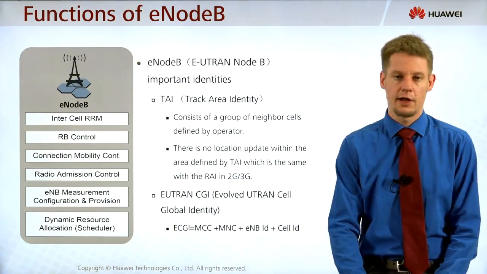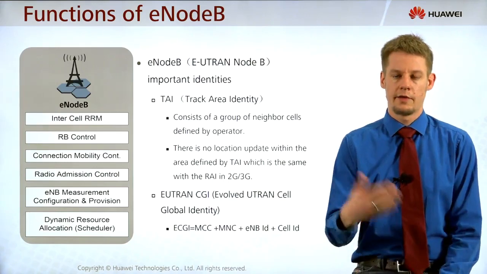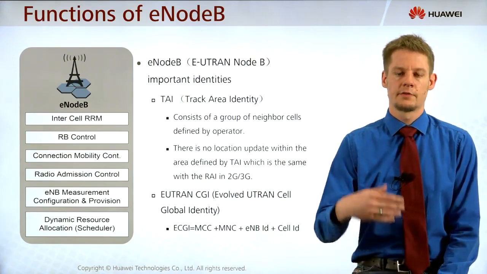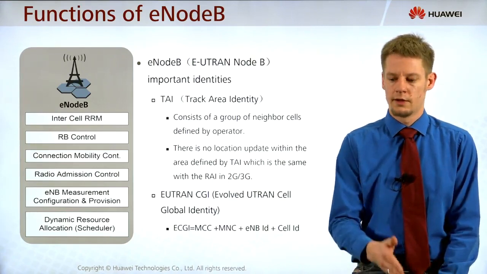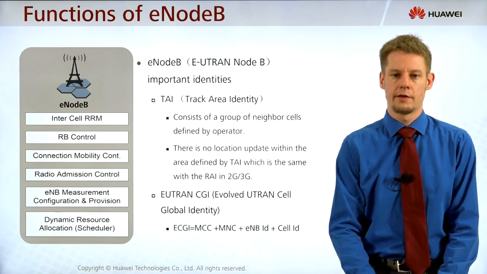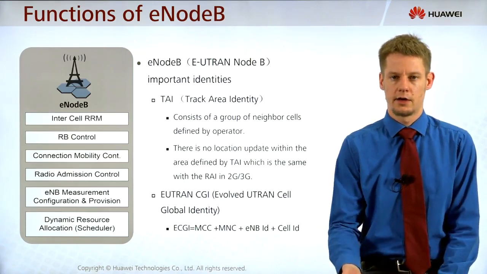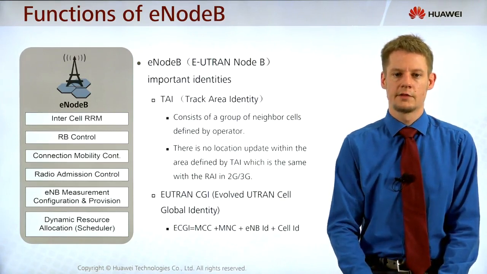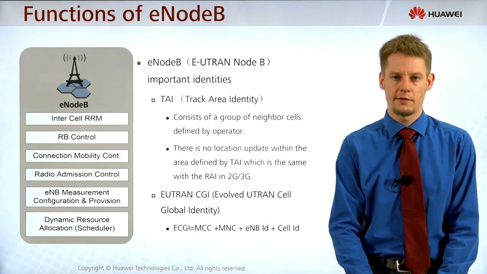One is the tracking area identity. So every eNode B, or every cell of an eNode B, is part of one tracking area. This means that we do not have to tell the core network whenever we are walking around or driving around within one tracking area. And this means we have to do fewer location updates.